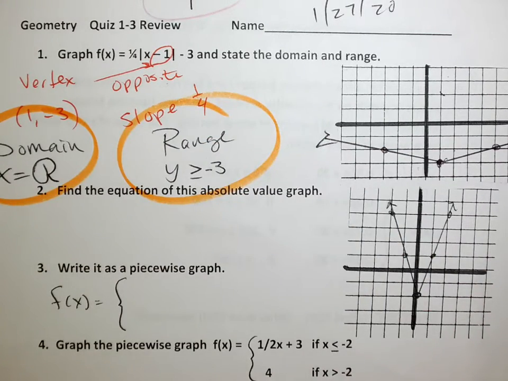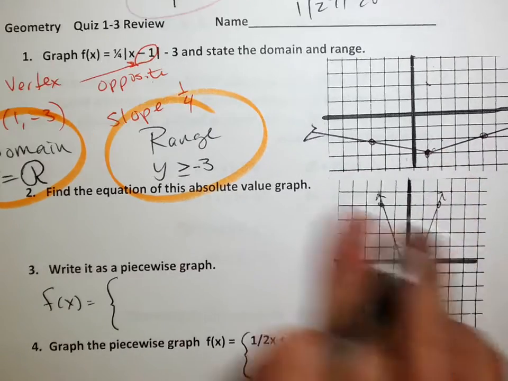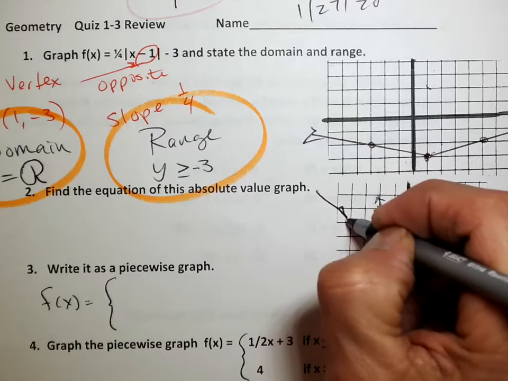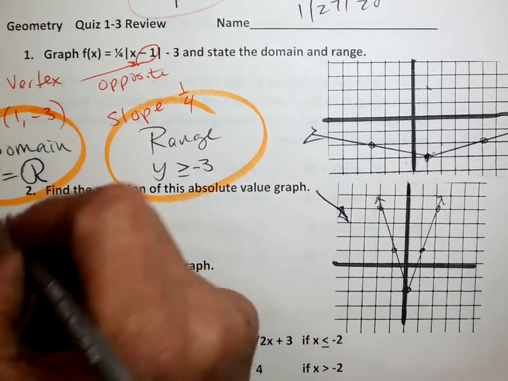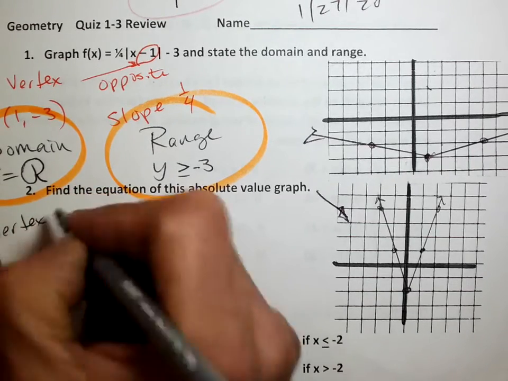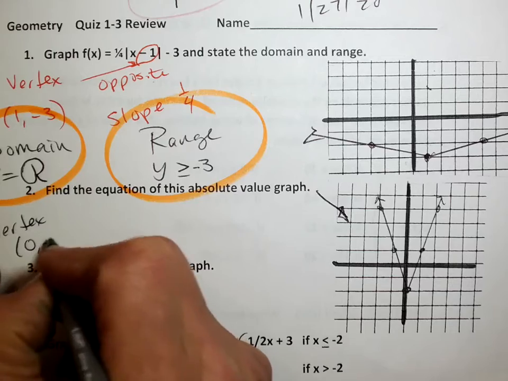Okay, number 2. Now, if we want to find an equation for this absolute value, okay, for this one right here. Oh, no, sorry, for this one, my bad. Let's find the equation of this absolute value graph. Now, this one's not too bad. We know it's the V. The vertex is at 0, negative 3, okay?